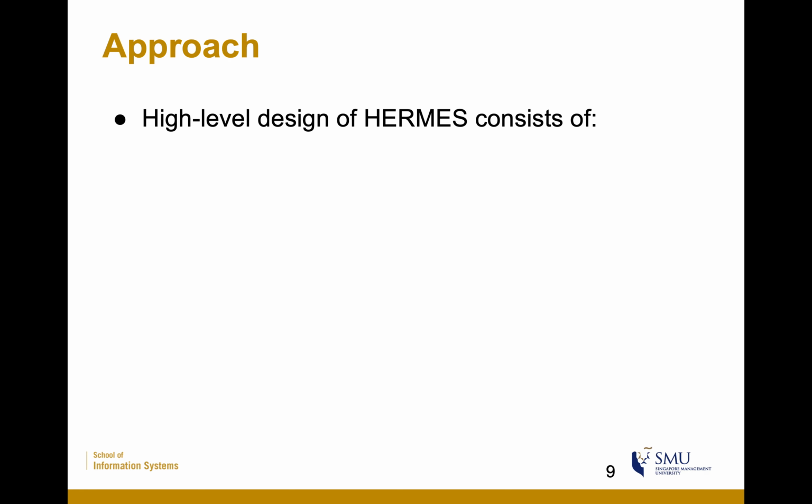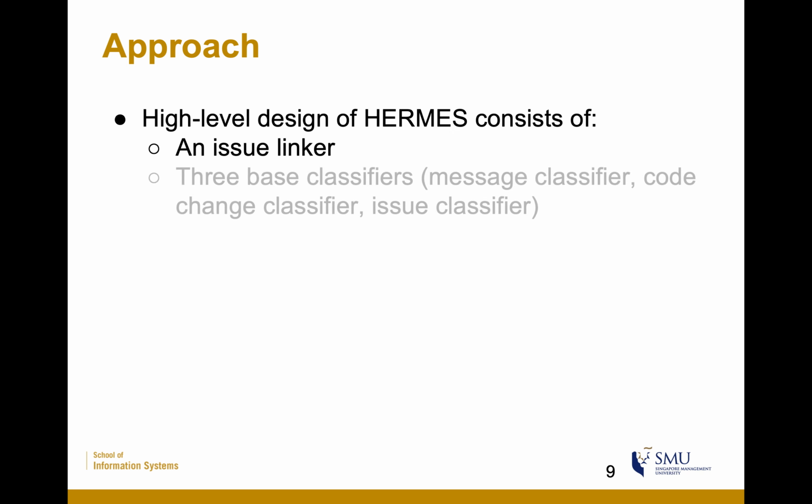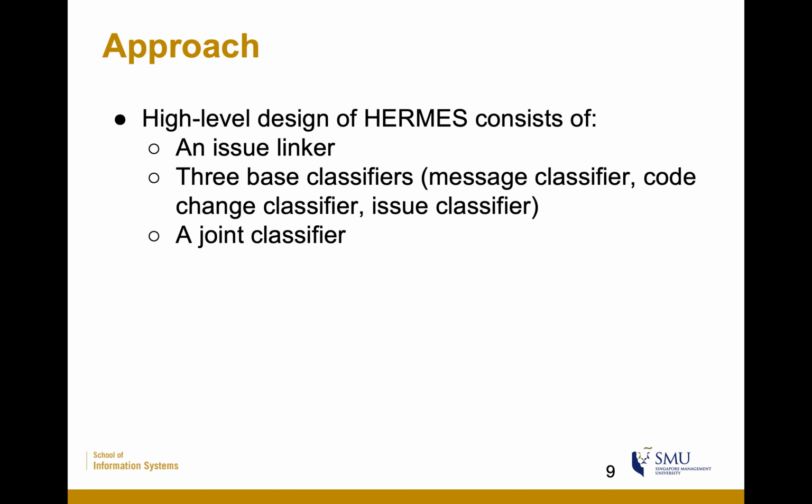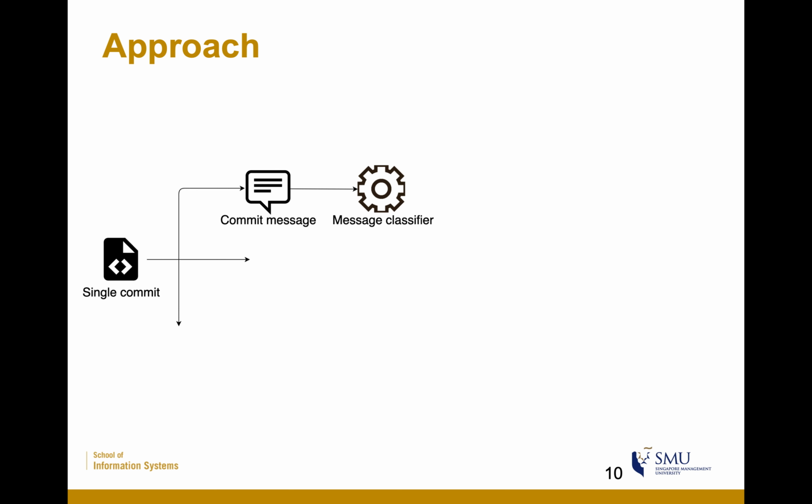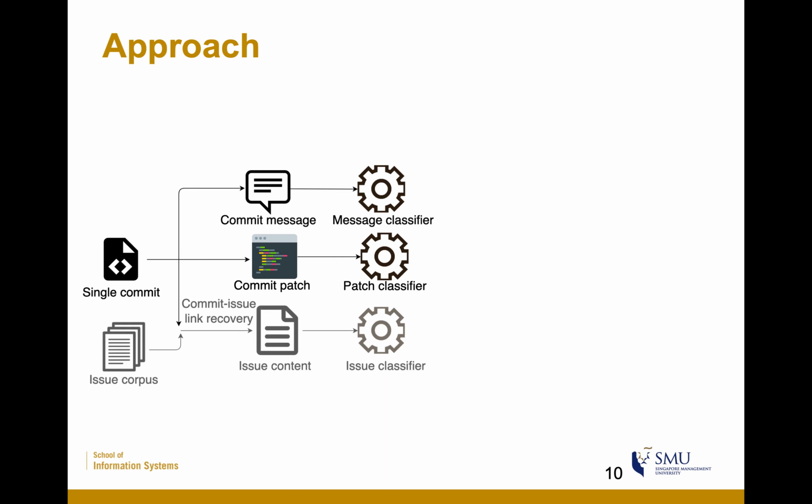At the high-level design, HERMES consists of 3 independent modules: an issue linker, 3 base classifiers that are the commit message classifier, code change classifier, and issue classifier, and the final one is a joint classifier. As Daniel described, the message classifier takes the commit message as input and outputs the probability that the commit is for vulnerability fixing or not. The patch classifier has the same functionality but receives the commit patch or commit code change as input. For the issue classifier, there are 2 cases that can happen.